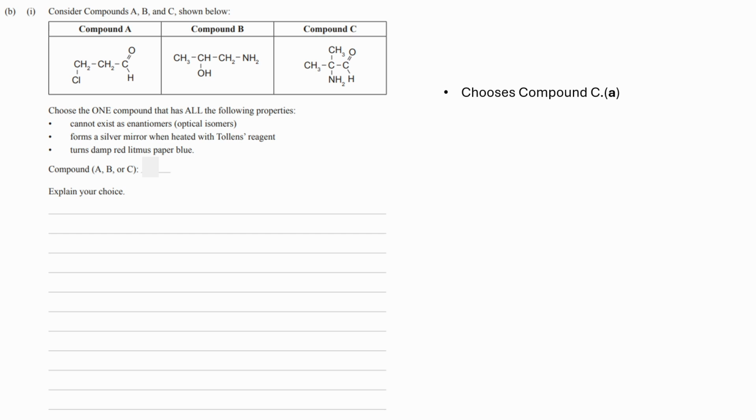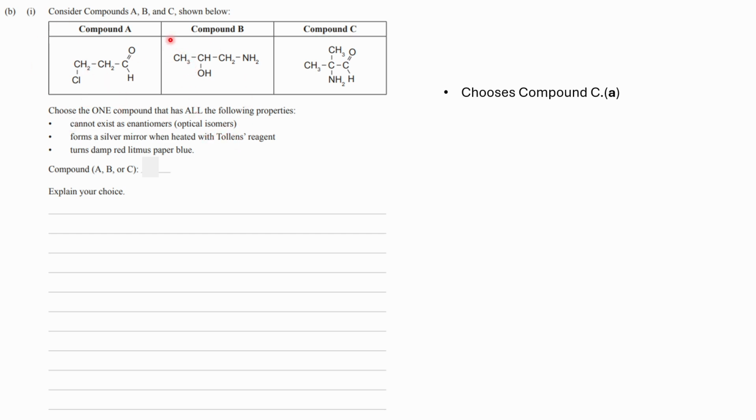Okay, next one anyway. Consider compounds A, B, and C shown here. Choose one that has the following properties. Cannot exist as enantiomers. Now remember, we did enantiomers earlier in the paper. It's a carbon that has 4 different groups coming off it. So, let's do that first. If we have a look at compound A, we can see that this carbon has 3 different groups off it, can't be an enantiomer. This one has 2 hydrogens, so it doesn't have 4 different groups, and this carbon doesn't have 4 different groups. Compound A could be the molecule that we have because it said it cannot be an enantiomer.